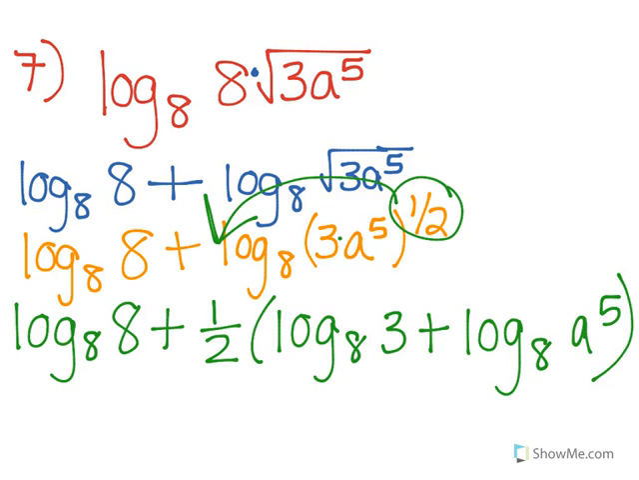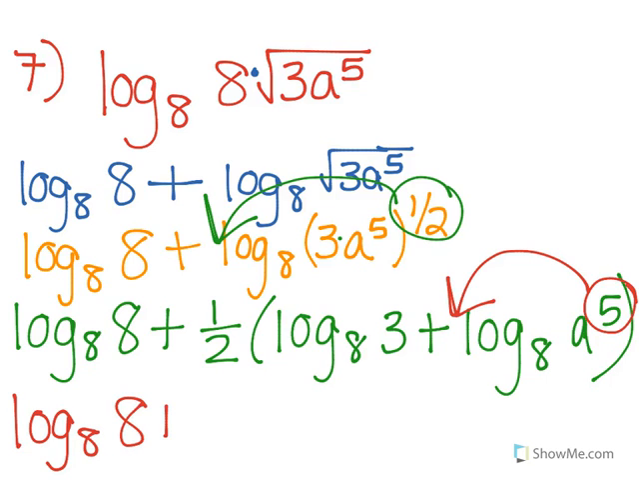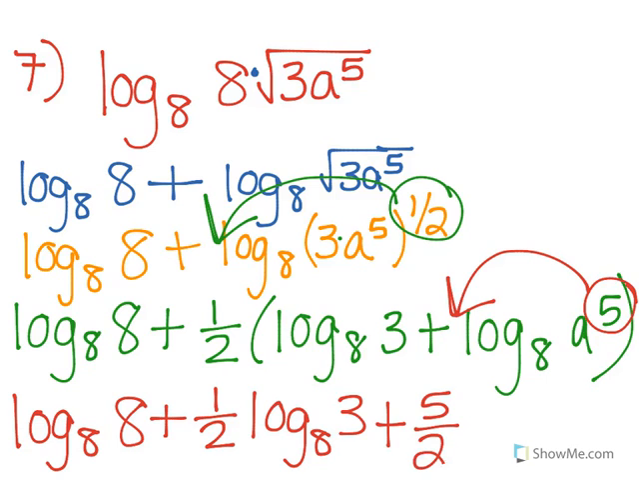Now again, one more time, we have this a to the 5th needs to fly down. So we get log base 8 of 8 plus 1/2 log base 8 of 3. And now I'm going to distribute this 1/2 knowing that the 5 is going to be there. So I'm going to have 5 over 2 log base 8 of a.